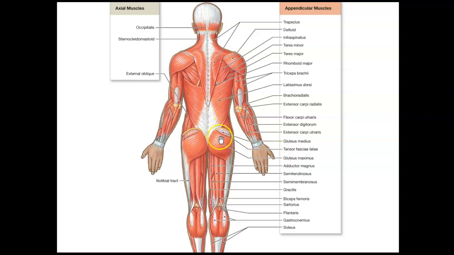And the gluteus medius, gluteus maximus, tensor fascia latae, adductor magnus. And then we have the muscles of the hamstrings, the semitendinosus on the medial side. The semimembranosus is even more medial. I meant medial to this one, which is the biceps femoris. So we have biceps femoris, semitendinosus, and then this one is the semimembranosus. Then you can see the gracilis a little bit better on the medial side of the thigh. The sartorius, the plantaris, the gastrocnemius, and then the soleus.